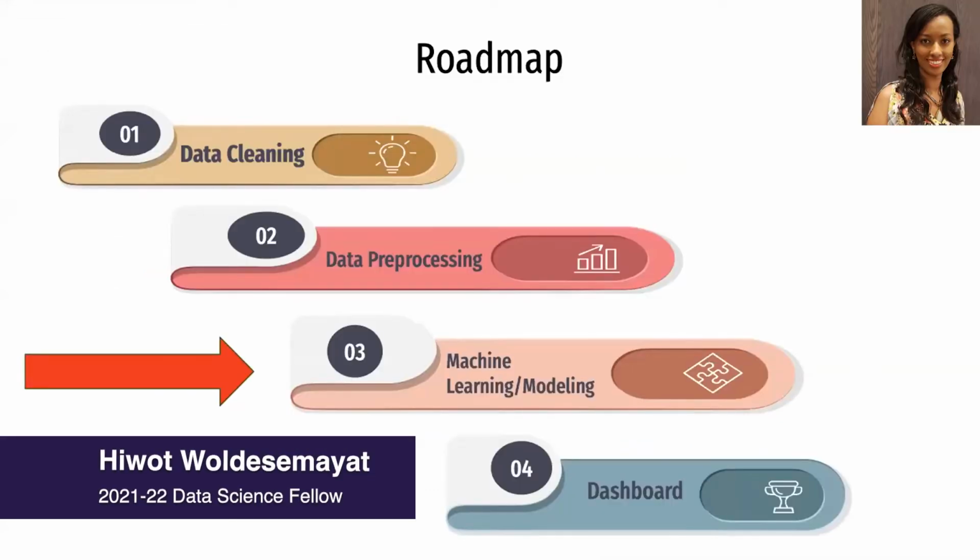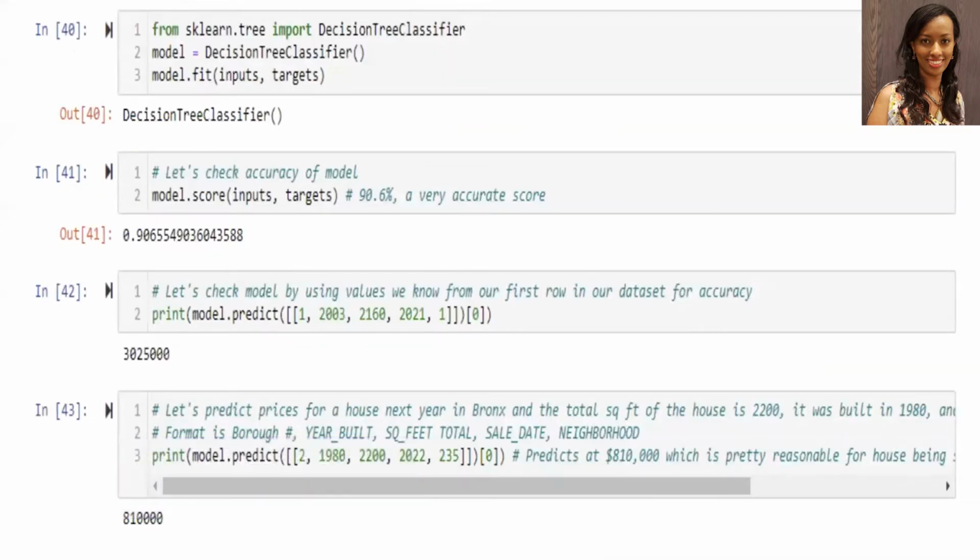I will talk about our machine learning model. So we used a decision tree classifier because of the many factors that determine the sale price. So our inputs are the independent variables. And these features are the borough, the year built, the gross square feet, the sale year, and the neighborhood. And our target is the dependent variable, and that is the sale price.